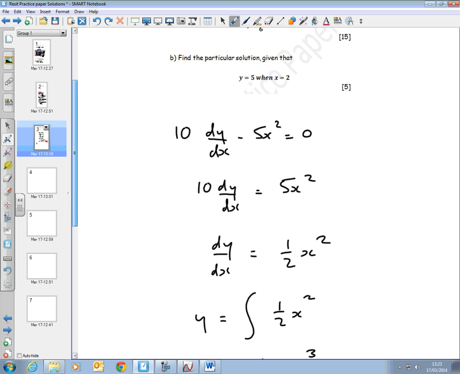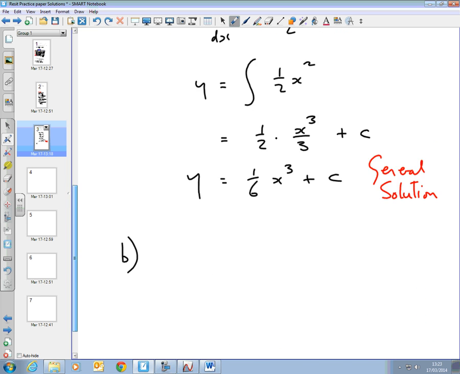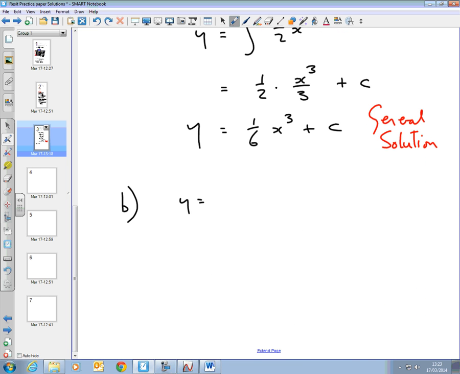What I have to put is, I know that y equals 5 when x equals 2. So I just put these values into my general equation. Y is 5, x is 2, and that will allow me to calculate c. So 5 equals 1/6 of 2 cubed plus c.